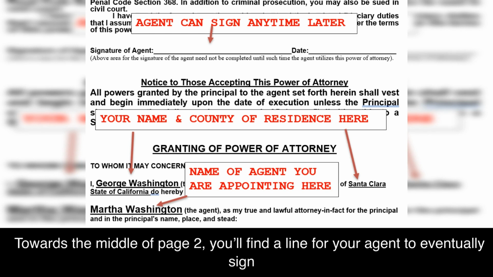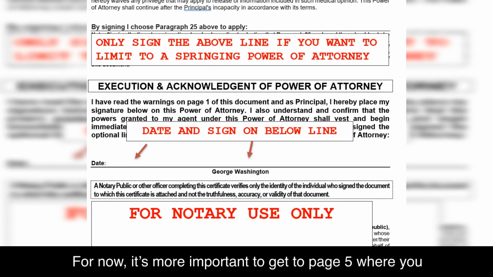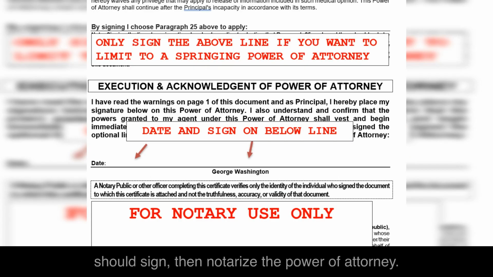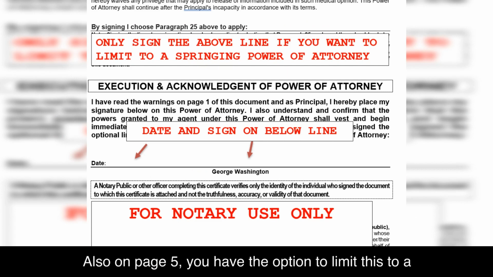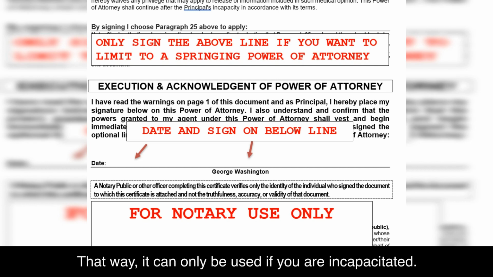Towards the middle of page 2, you'll find a line for your agent to eventually sign, but don't worry about that now unless the person happens to be handy. For now, it's more important to get to page 5 where you should sign, then notarize the power of attorney. Also, on page 5, you have the option to limit this to a springing power of attorney by signing under paragraph 25. That way, it can only be used if you are incapacitated.